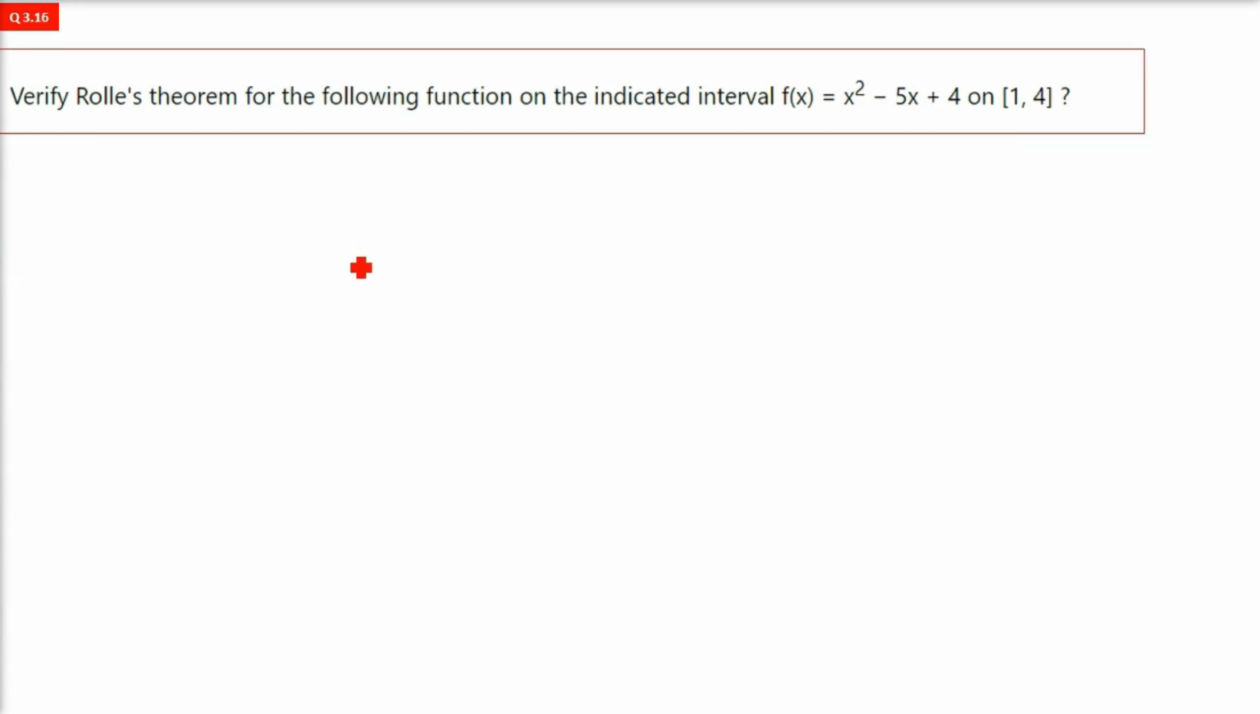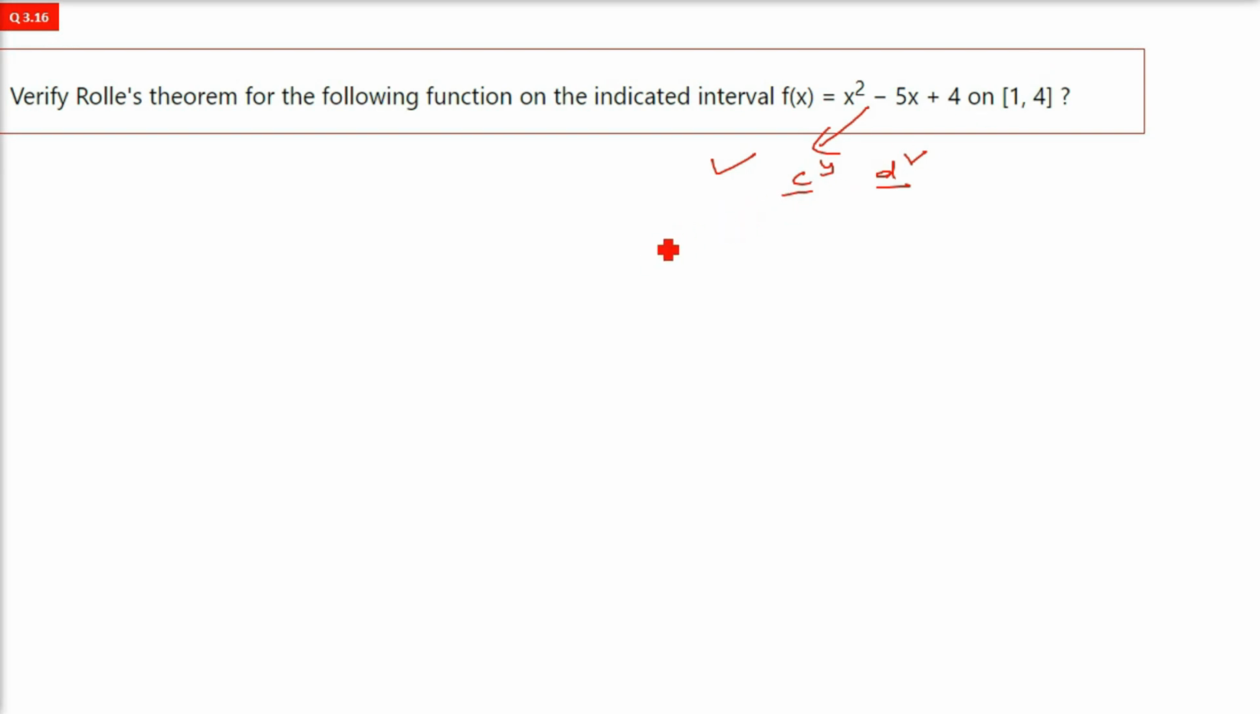Then we have: verify Rolle's theorem for the following function on the indicated interval. This is a very straightforward question, because this is simply a polynomial. A polynomial is what? Continuous and differentiable. When this polynomial satisfies both the first and the second part of Rolle's theorem, then we can go to the third part.